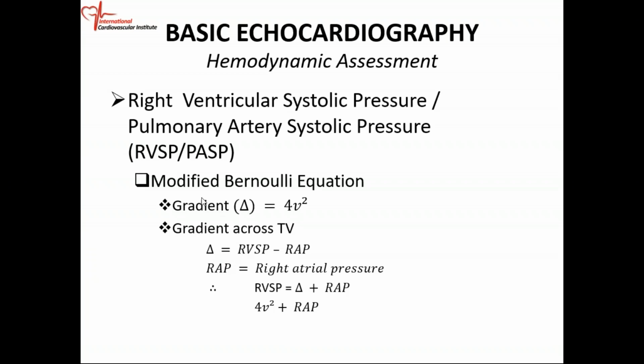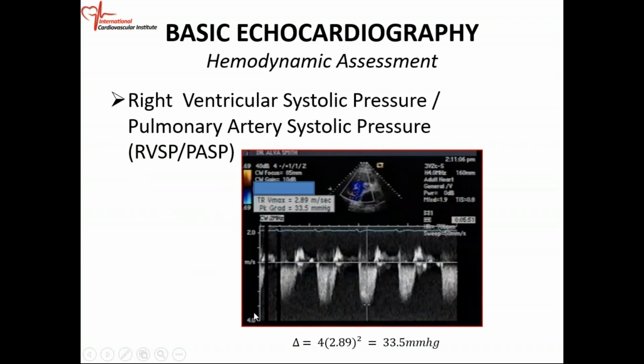So that pressure difference, right ventricular systolic pressure minus right atrial pressure, that's the gradient. And the modified Bernoulli equation states that the gradient is equal to 4v squared, where v is the velocity. So if we look at our TR, and this is your tricuspid regurgitation, okay, this peak velocity is what we're going to use.